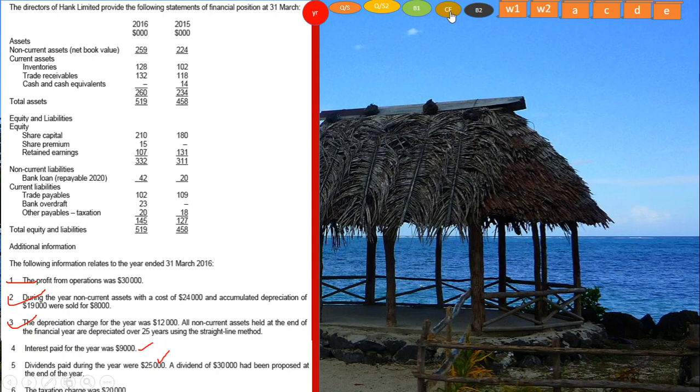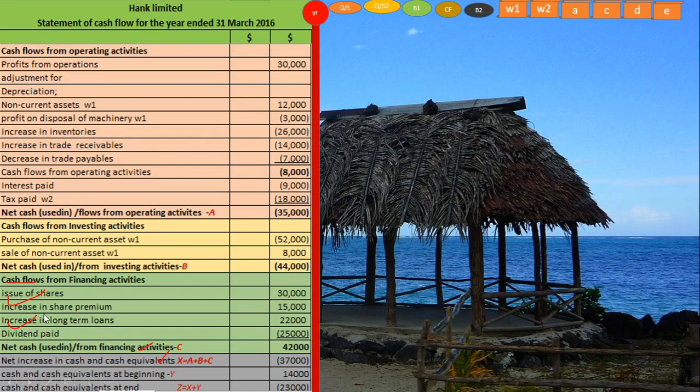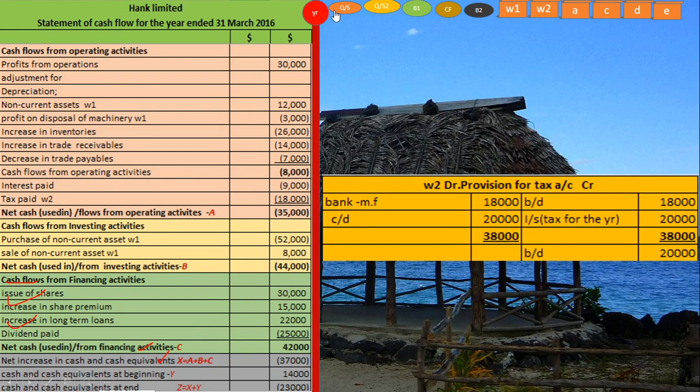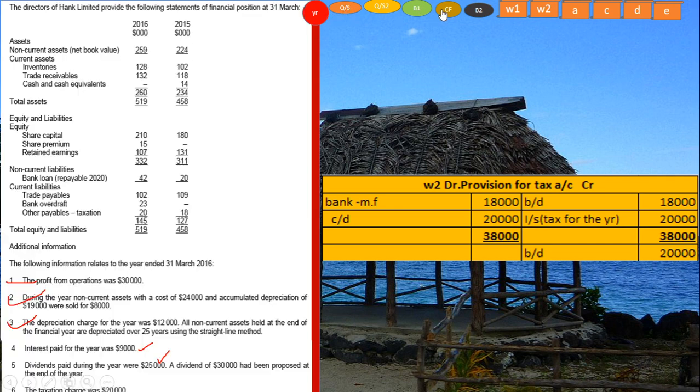So if you're looking at the cash flow, interest paid 9,000, dividend paid 25,000, and then tax 18,000. Now for tax, what you need to do is look in working note number 2. This is how the tax ledger is made, in case you need to understand this. Interest paid is okay.